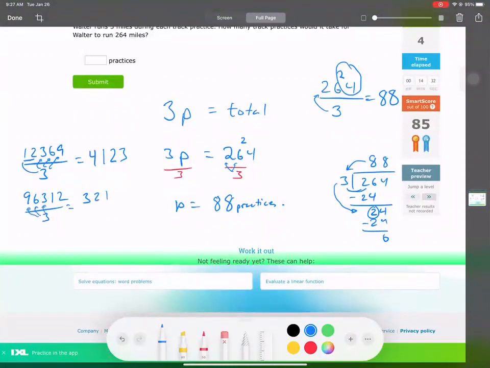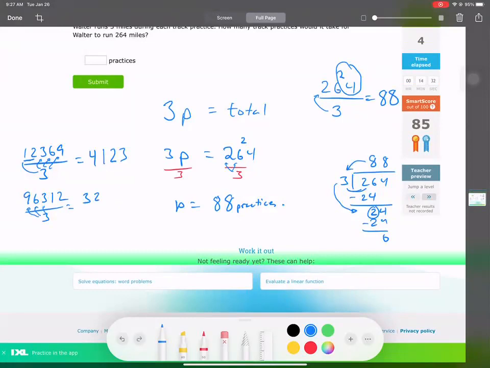1 time. 3 goes into 1. It doesn't. So we have to bring in the next number. 3 goes into 12 4 times. Oh wait, whoops, we need to include a 0 there. 0 and then 4.